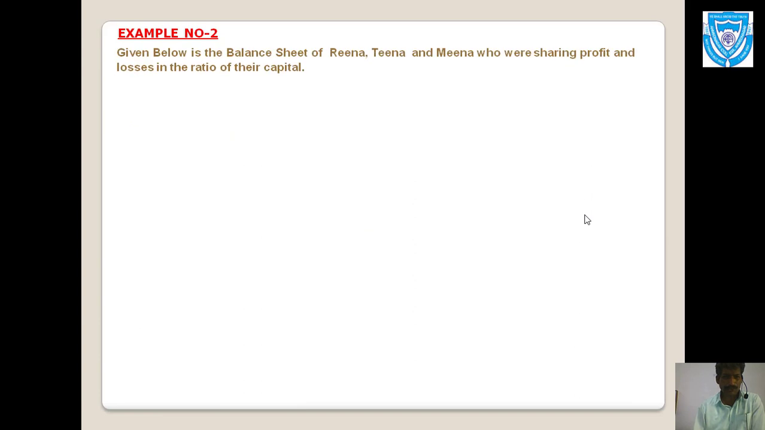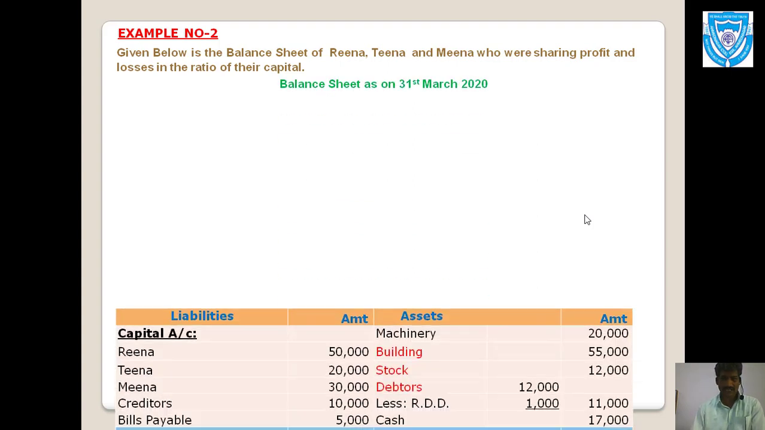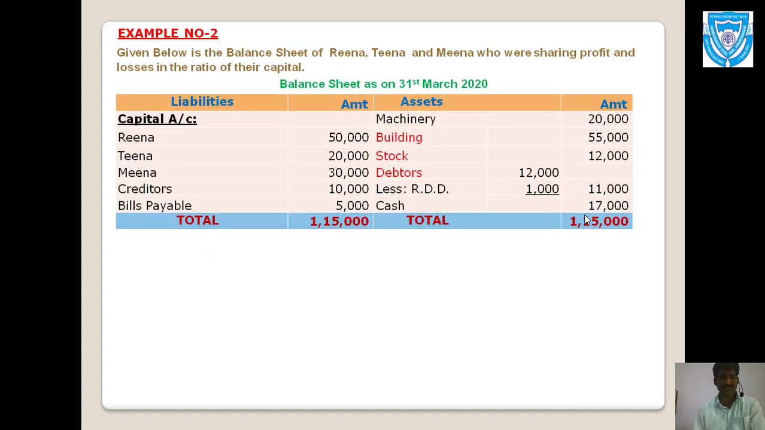Example number 2. Given below is the balance sheet of Reena, Tina and Meena, who were sharing profit and losses in the ratio of their capital. The balance sheet is given as on 31st March 2020. Liabilities and assets, you can see it on your screen.